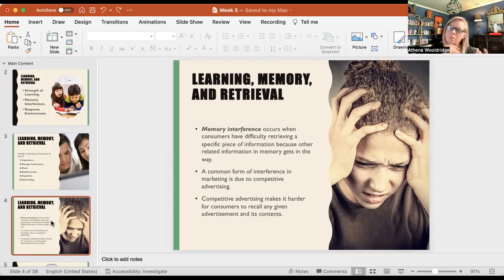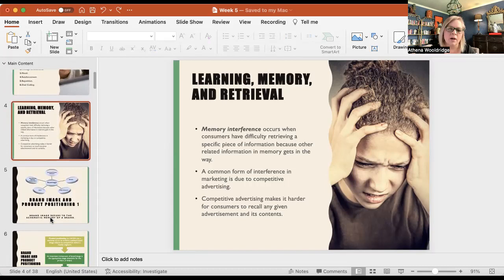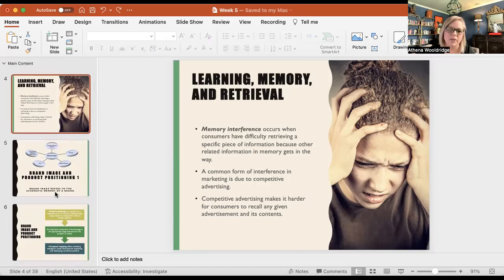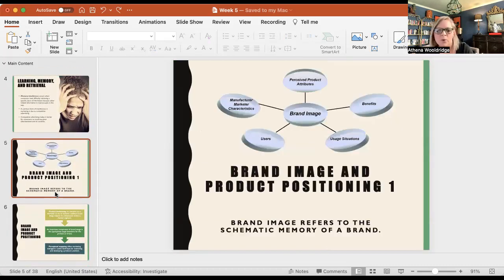Oh, I think that's this, but in fact, it was a totally different brand. I wonder if I purchased that here. That is the same sort of thing. So competitive advertising definitely causes memory interference. So when we think about brand image, we think about all of these sort of things.